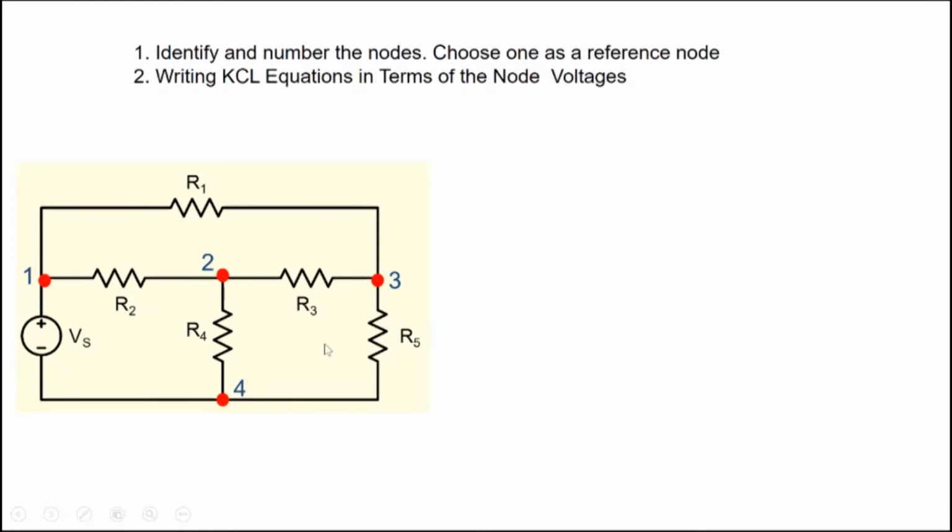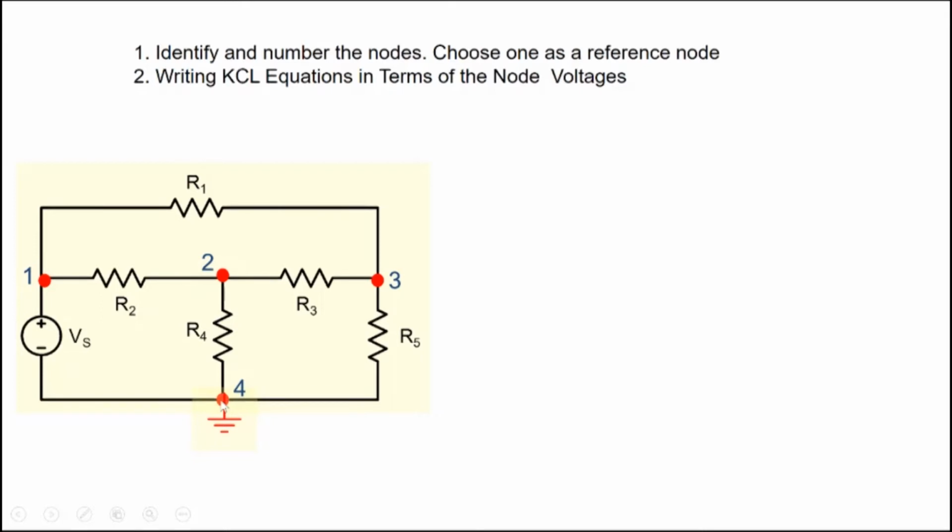So we identify 4 nodes and number them: 1, 2, 3, and 4. In whichever way you want, you number them. So we have 4 nodes here, right? So that's the first step. Choose one as a reference node. We have a choice here, and we choose this one as a reference node. We put it as ground. We could have chosen 3, we could have chosen 2, we could have chosen 1 also.